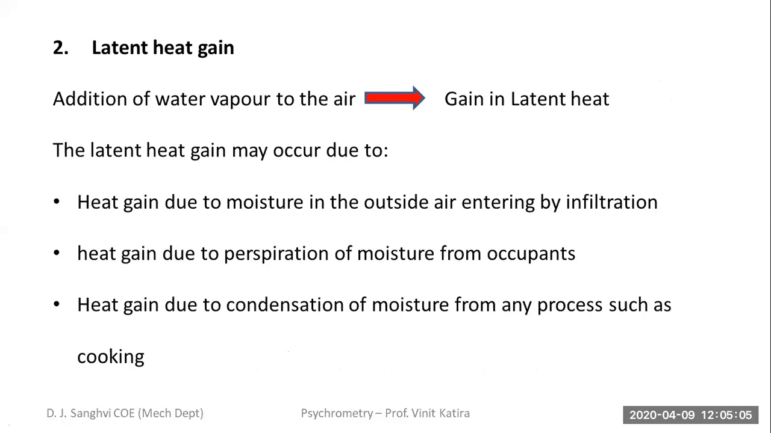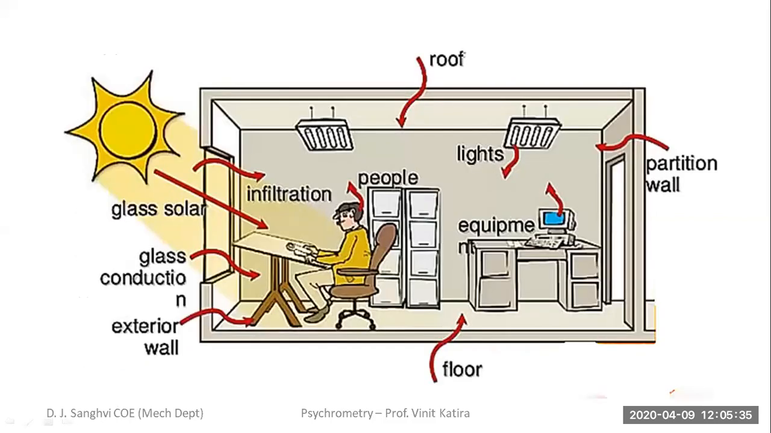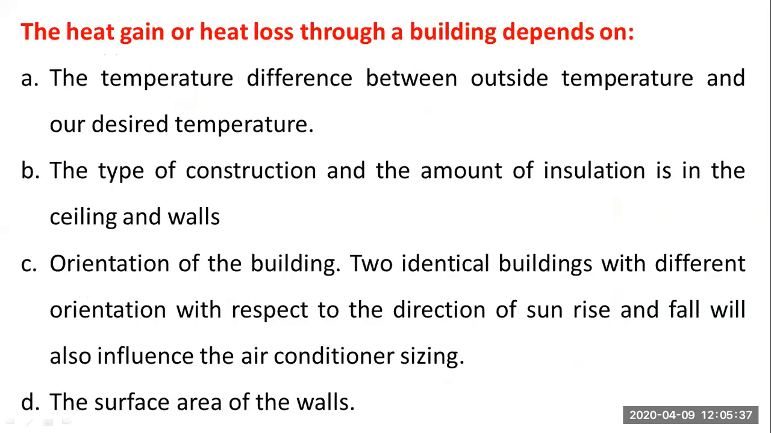The latent heat gain means addition of water vapor into the air. Okay, so the latent heat gain is maybe because of these factors, such as the heat gain due to moisture from outside air entering by infiltration, the heat gain due to perspiration of moisture from occupants, and the heat gain due to condensation of moisture from a process, specifically a cooking process.